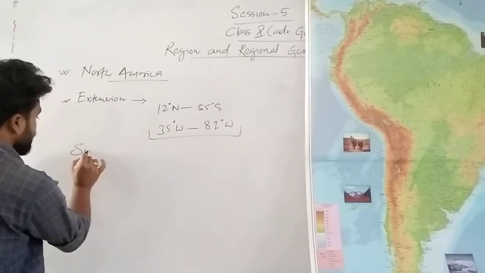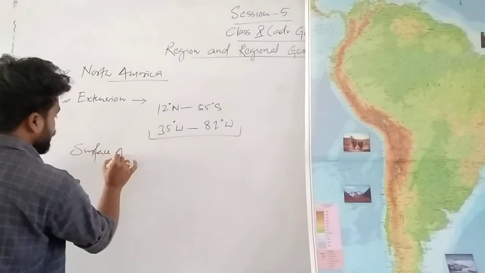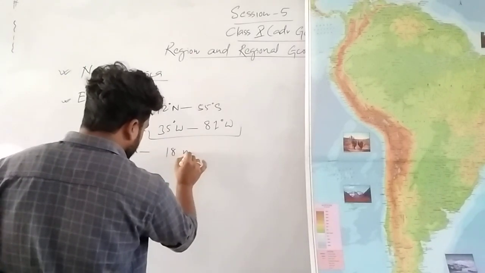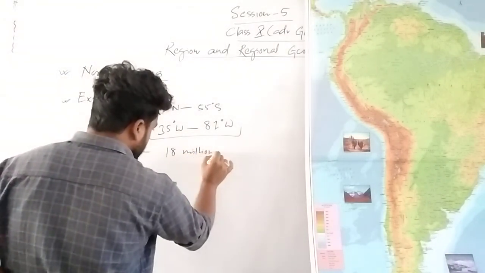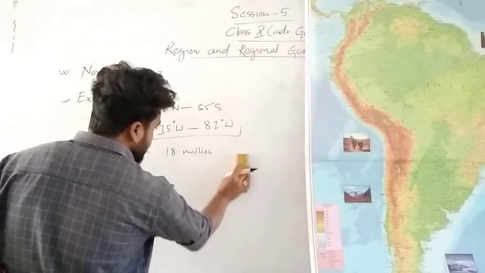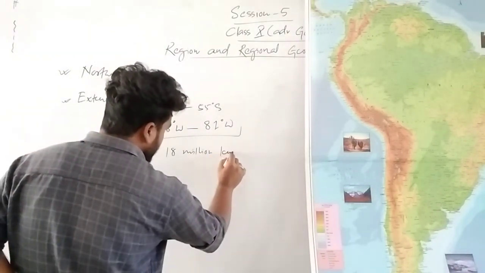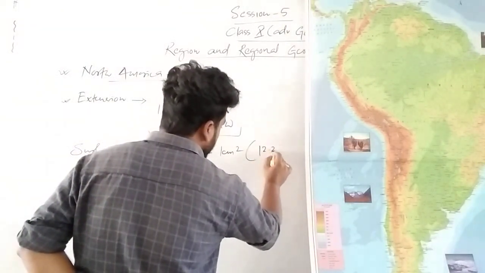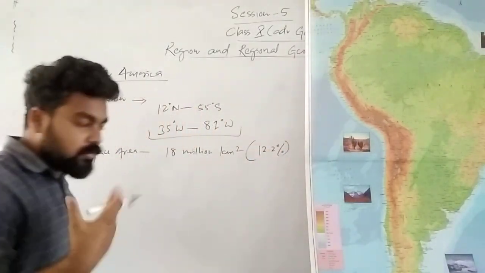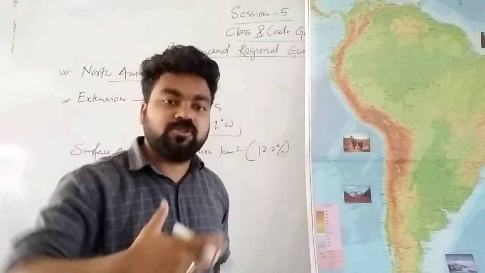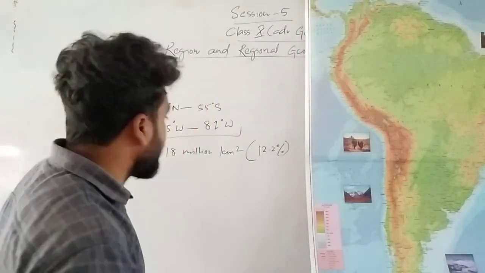After extension, what comes? The surface area. What is the surface area? 18 million square kilometer, or you can write it like this: 18 million kilometer square. That is 12.2% of the world, meaning the whole world. If we divide the land portion, then we get 12.2% of the land.